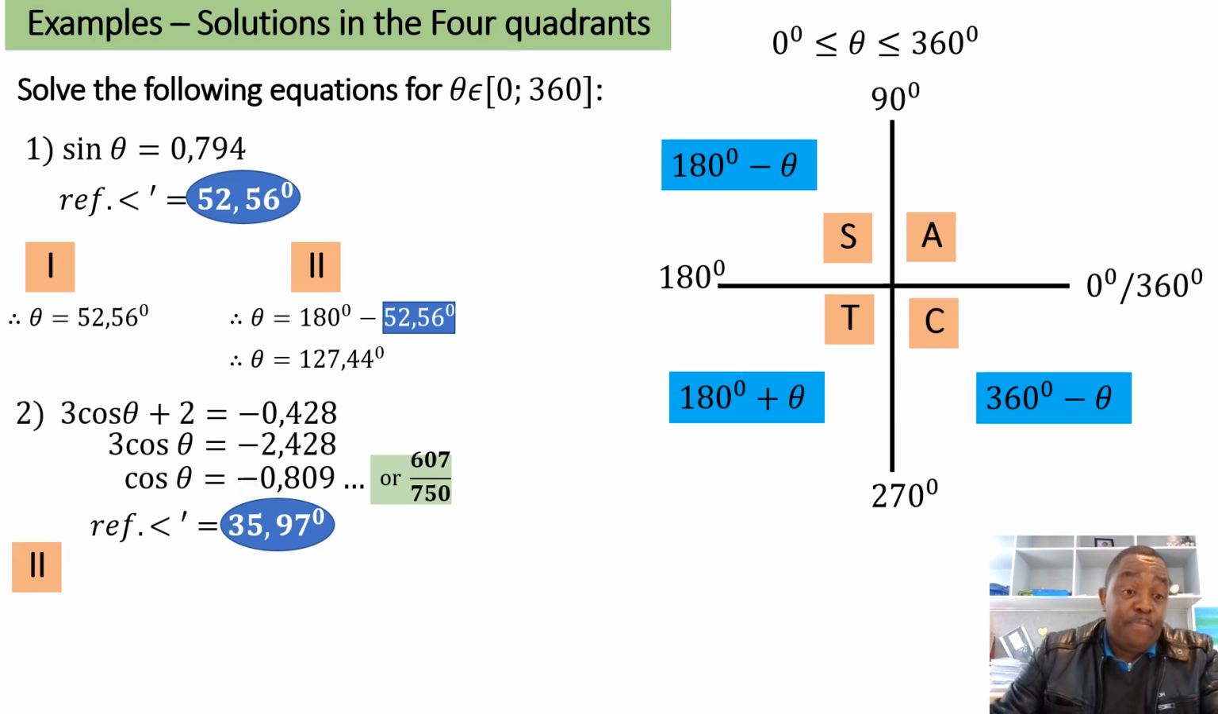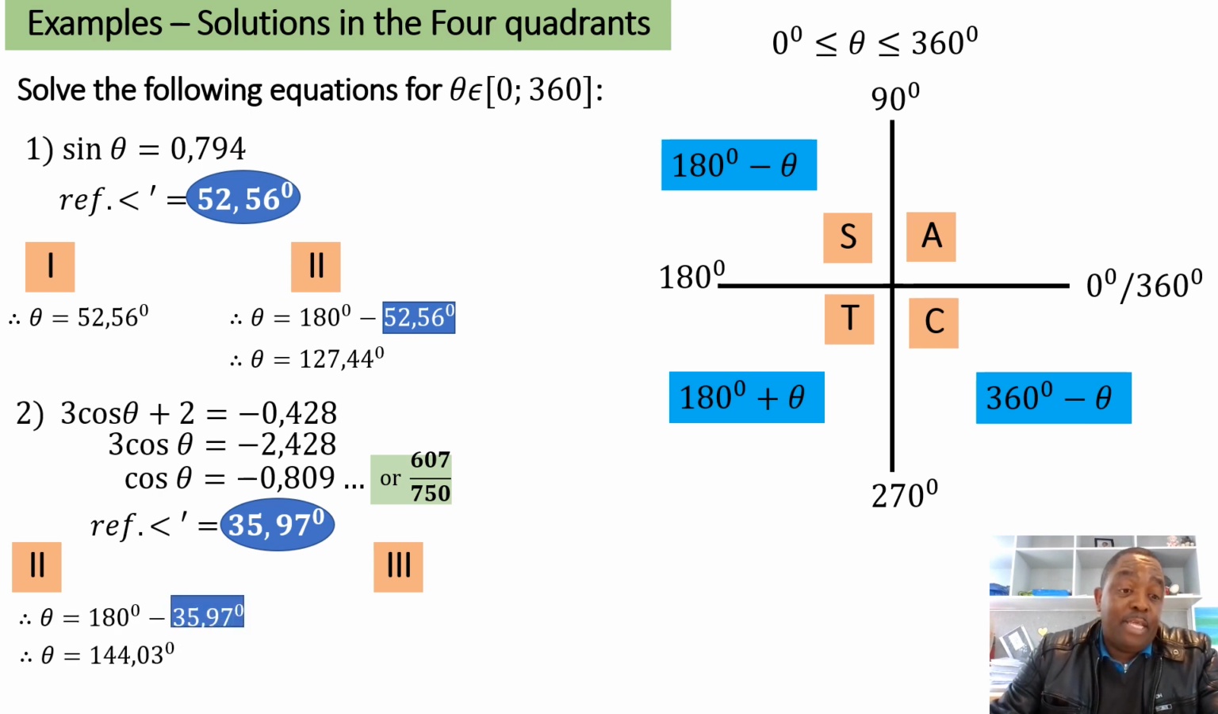So let's go. In the second quadrant, that's 180 minus our reference angle, and that then gives us 144.03. In the third quadrant, that's 180 plus our reference angle, and that then gives us 215.97. So can you see, if you keep this as basic as it is, you never have a problem with your trig equations. Okay, very, very important.